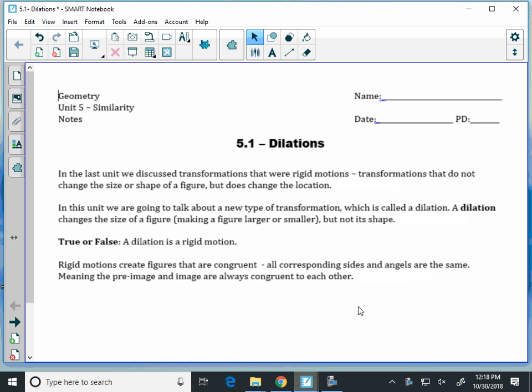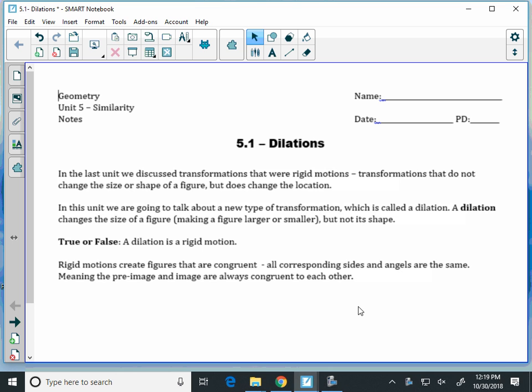In the last unit, we discussed transformations that were rigid motions. And remember, rigid motions are transformations that do not change the size or shape of a figure. It just changes its location. It keeps the shape exactly how it is, it just moves it to another spot on the plane.